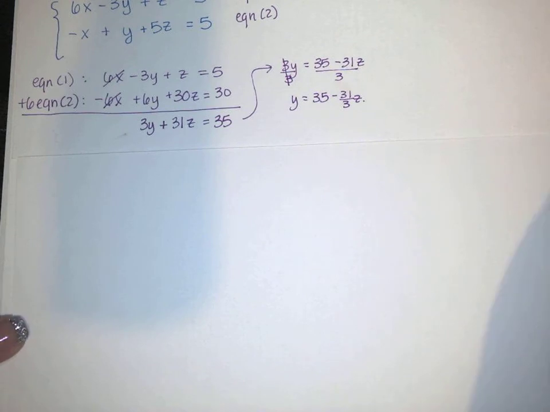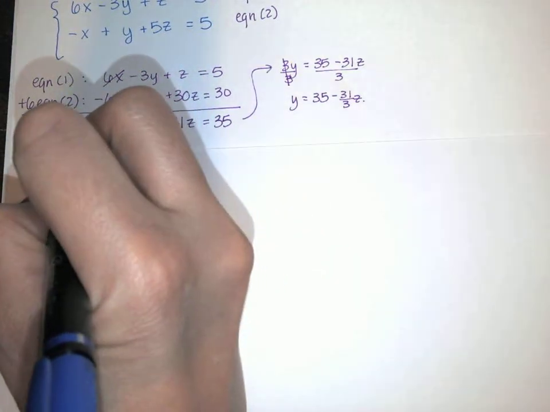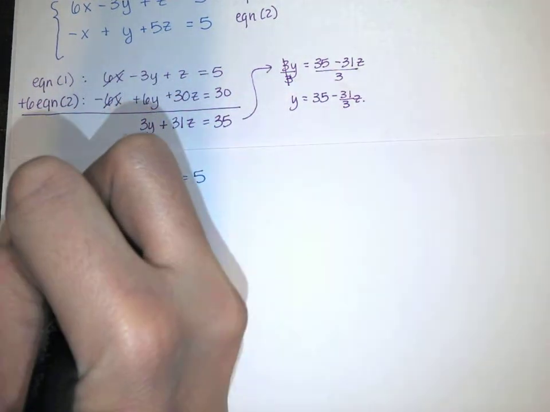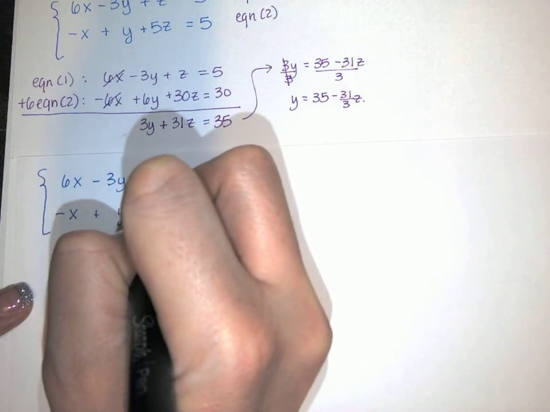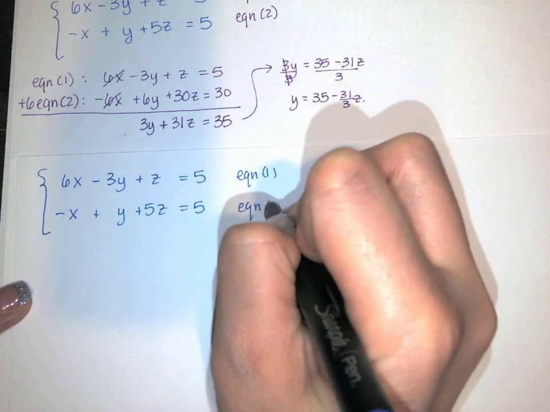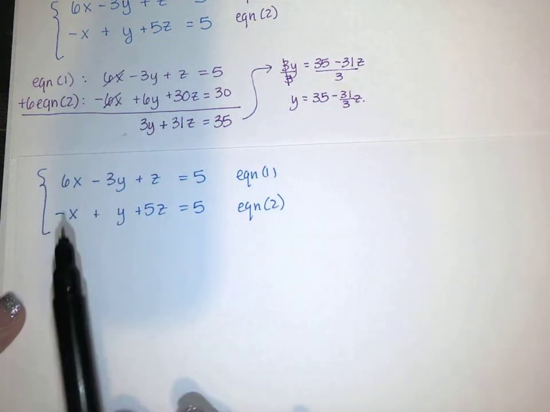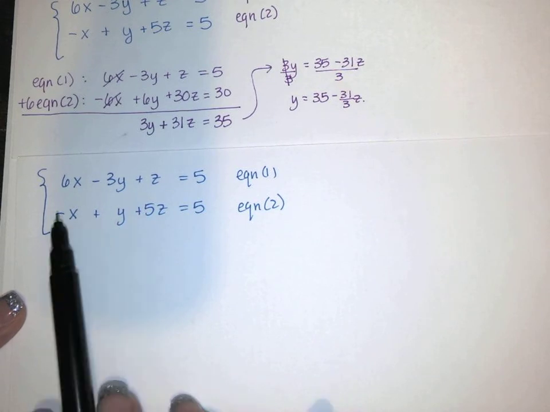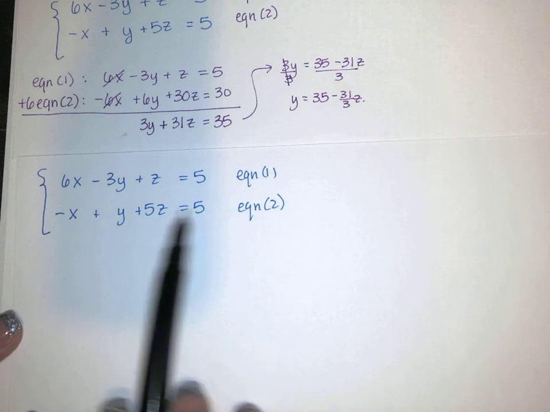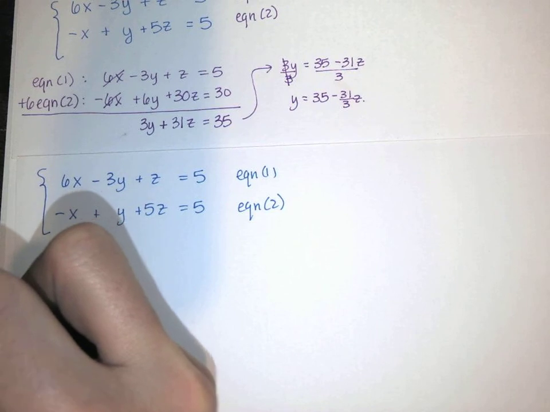So here was my original system of equations. I had 6x minus 3y plus z equals 5, and negative x plus y plus 5z equals 5. This is equation 1. That's equation 2. And this time, I got rid of the x's first. Now I'm going to try to get rid of the y's. I've got a negative 3y and a y. I'd like this to be a 3y so that those cancel, so I'm going to multiply equation 2 by 3 and then add them together. So I'll have equation 1 plus 3 times equation 2.